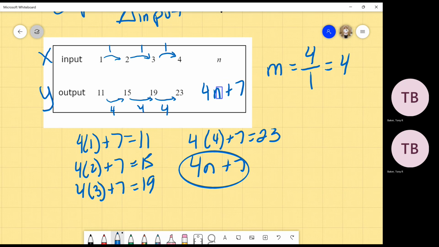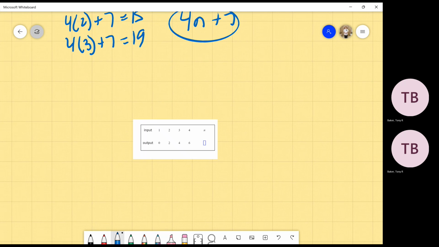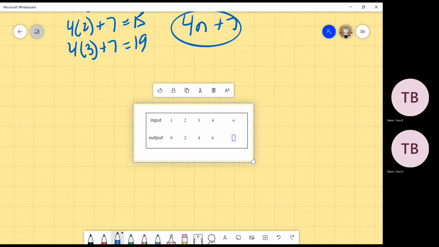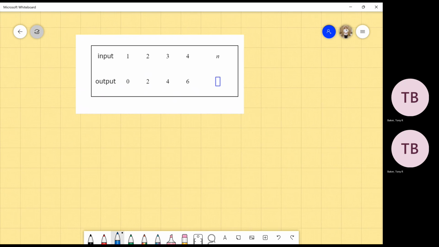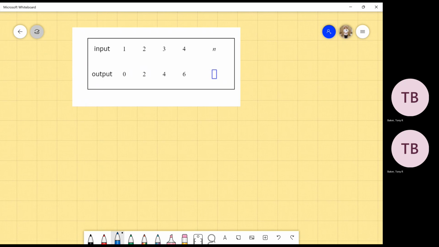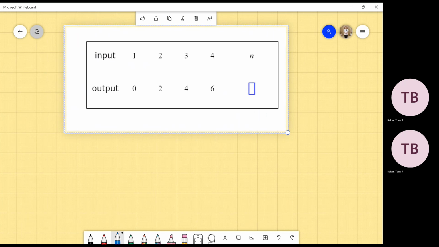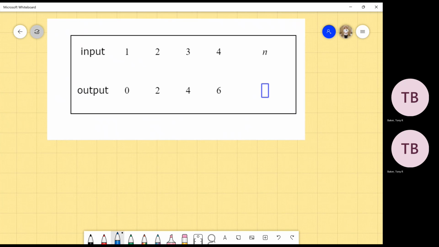Let's do another one of these. All right. I'll make it a little bigger for you. Take a second and try it. I swear I'm going to make it bigger for you. There you go.